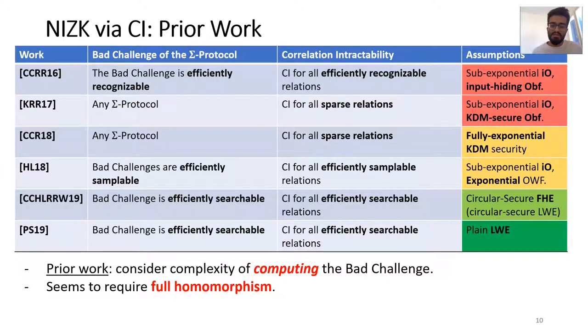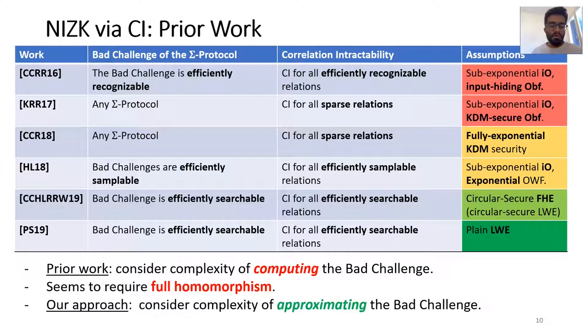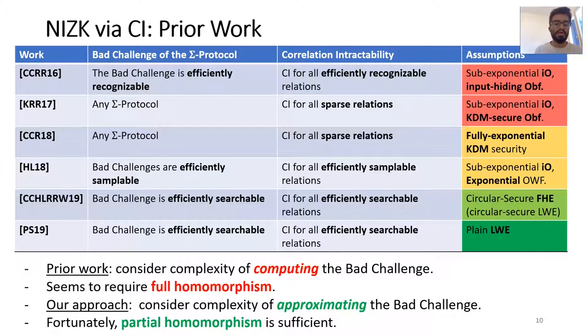Notice that these last two works consider the complexity of computing the batch challenge function, and they say that the batch challenge function is an arbitrary polynomial time computation. And therefore, we need correlation intractability for any polynomial time computation, and it seems that we need homomorphism for any polynomial time computation in order to do that. Or in other words, we need full homomorphism, and we know that we can get that only under LWE, as far as we know, of course. What we do differently is we consider the complexity of approximating the batch challenge. And using such an approach, we can show that it is sufficient that we use partial homomorphism. And in particular, we can use homomorphism that we can get from other standard assumptions, such as DDH or QR.